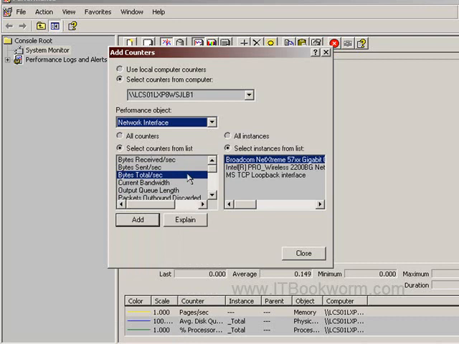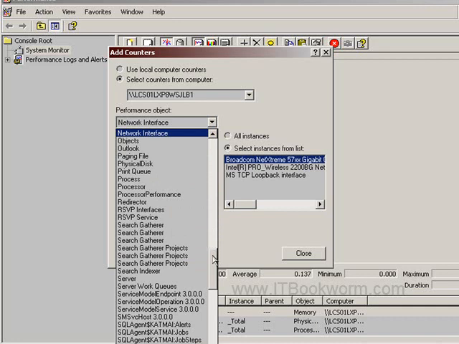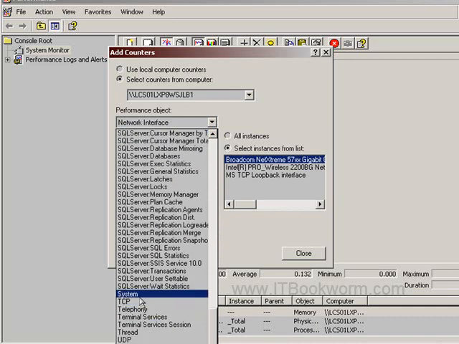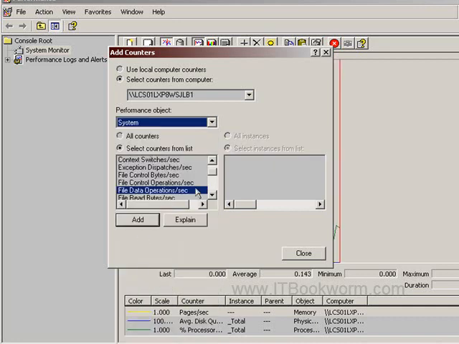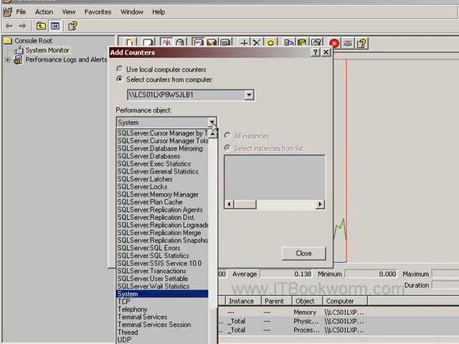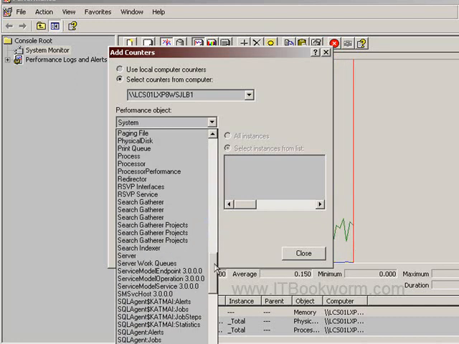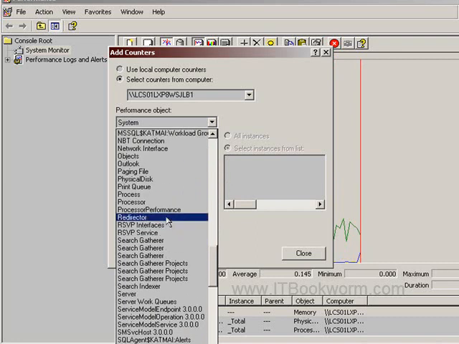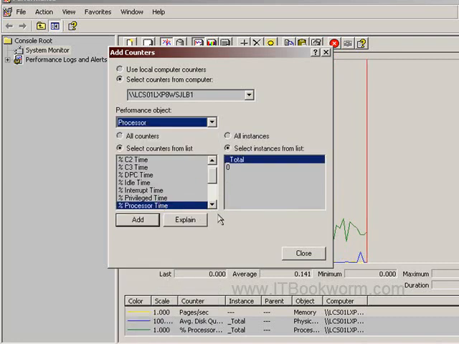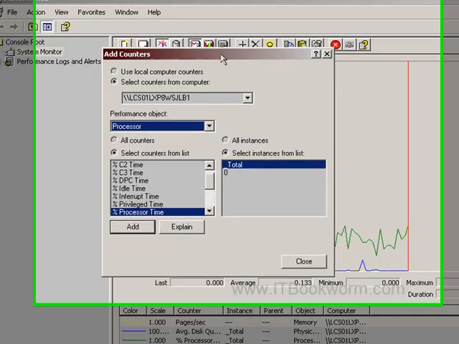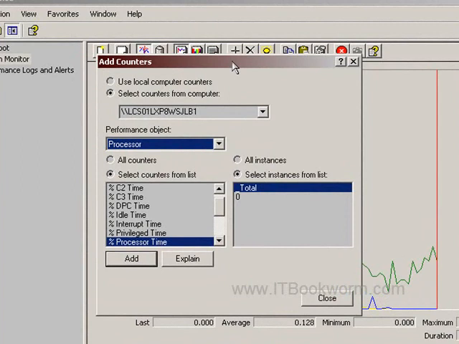Most usually used. So you'll notice, like when you go to System, the suggested counter is file data operations per second. That's a little vague, isn't it? Here's the one I want, Processor: percent processor time. That's the one most people use. Right off the bat, you want to see whether or not you've got high utilization on your CPU. So all of these are suggested counters, and it's not always the first one.